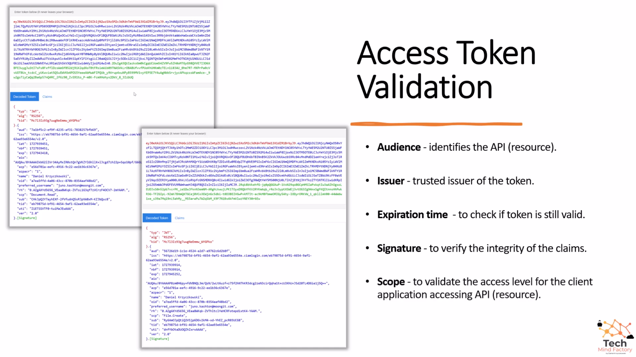And scope. As you remember, scope is not available in the ID token, but it is available in the access token. Scope is used to validate the access level for the client application accessing the API or protected resource. In this case, scope is used to confirm whether the application can access a specific endpoint or functionality on the protected resource side on behalf of the authenticated user.